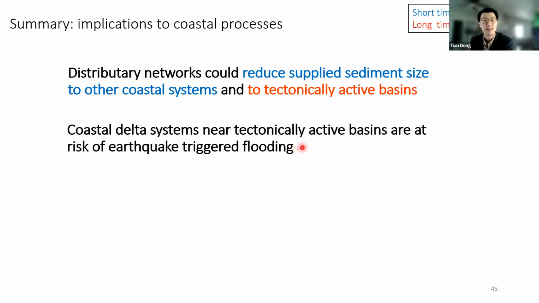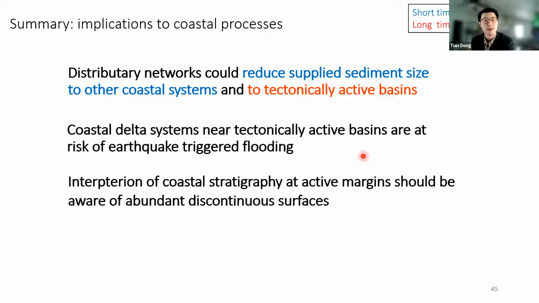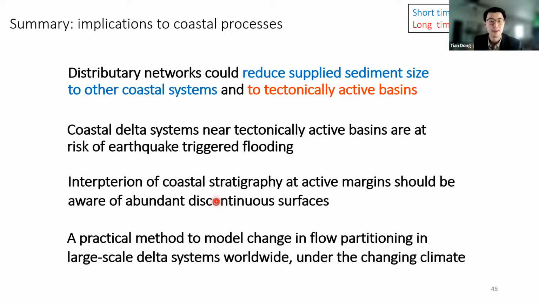Delta systems in tectonically active basins are at risk of earthquake-triggered flooding. Interpretation of coastal stratigraphy at active margins should be aware of these abundant discontinuous surfaces, as these subsidence events actually sequester a chunk of the subaerial delta. And we also developed a method to model flow partitioning in large delta systems, and that can be applied quite easily.